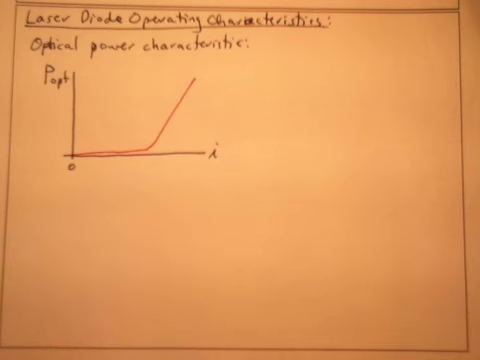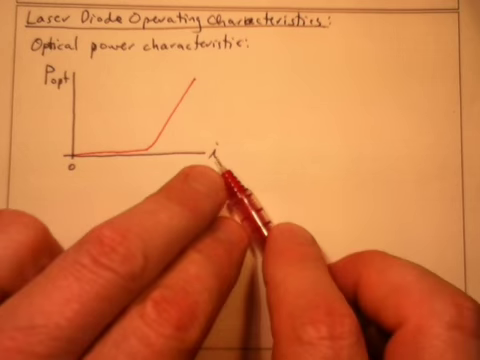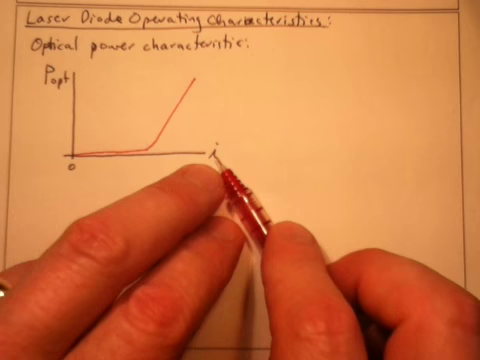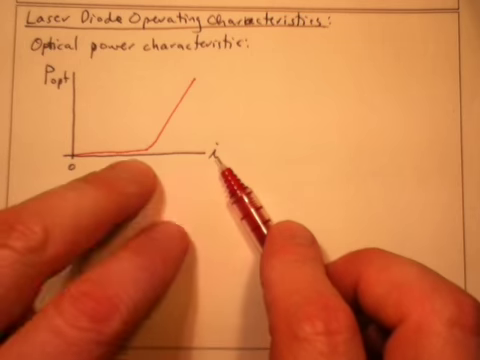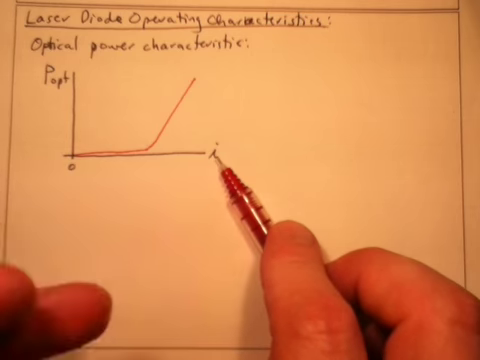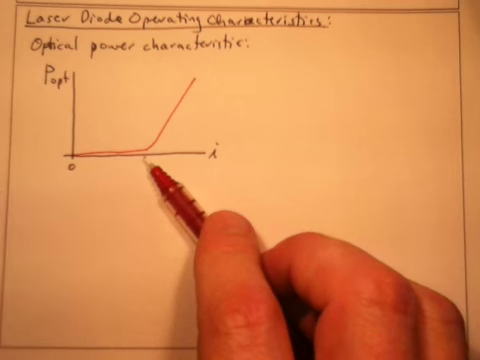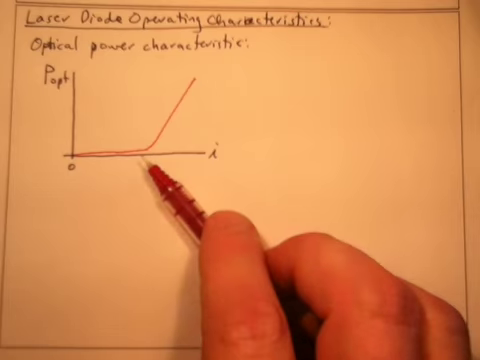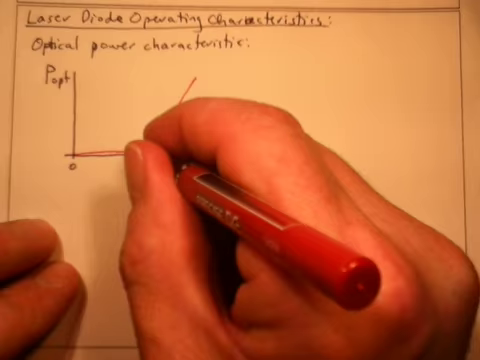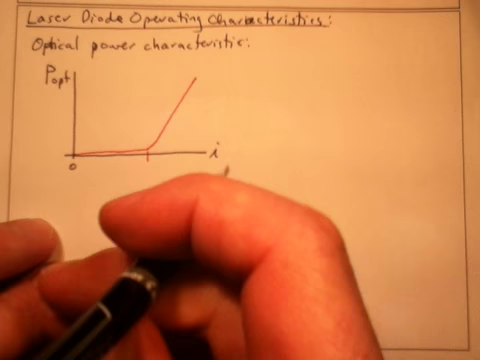Okay, so we had that gain medium, and by injecting our current into it, we're creating more and more photons. Finally we get enough photons that we can have spontaneous emission. So we have our threshold. So this is our drive current threshold.